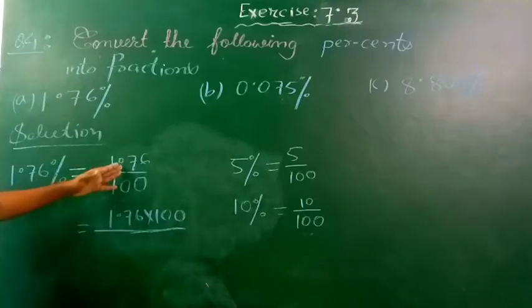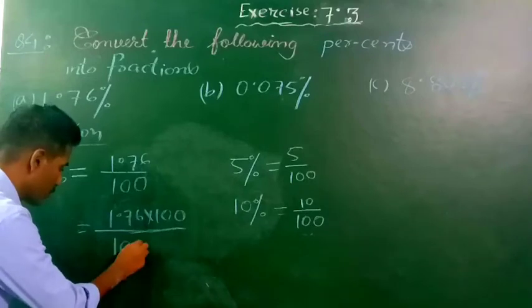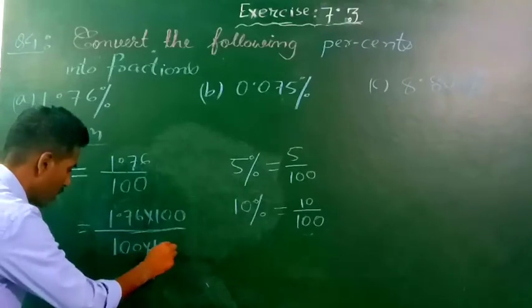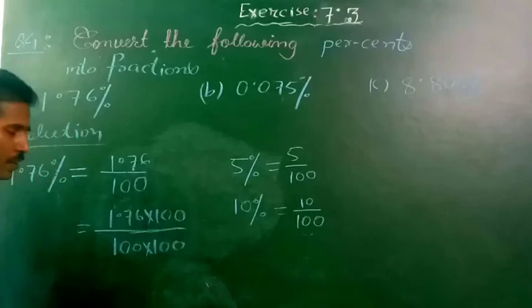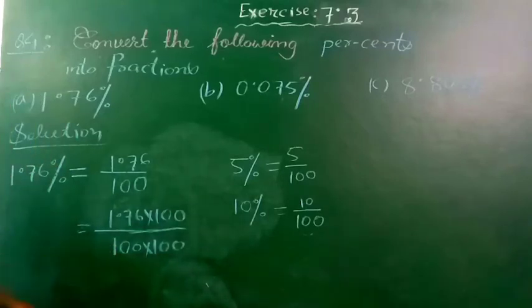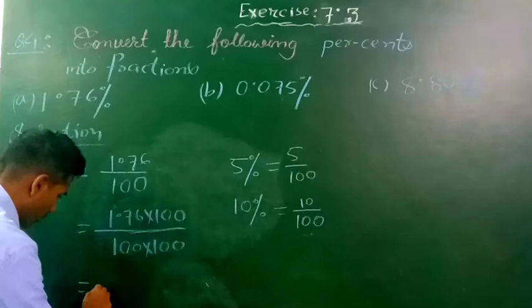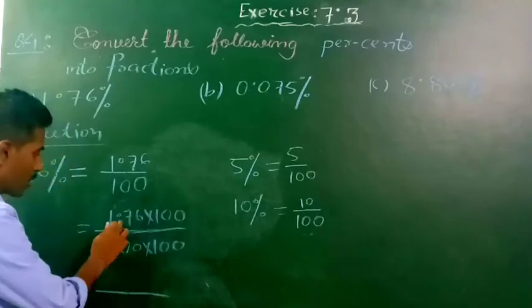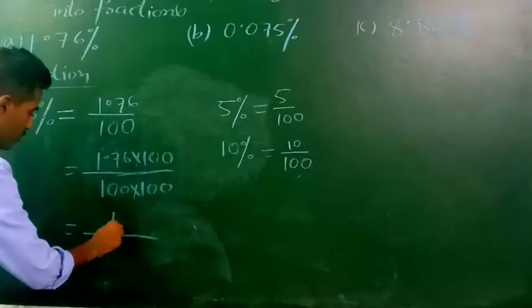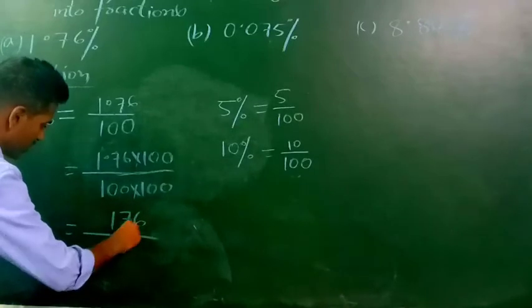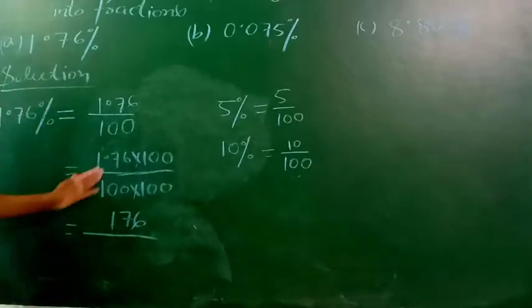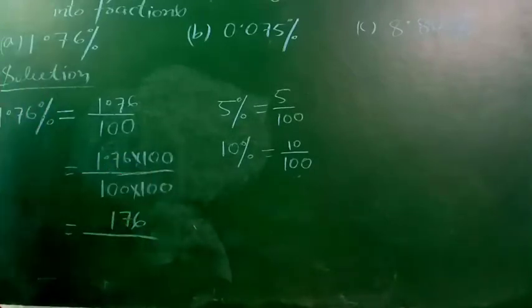Okay, so in order to remove this decimal, we have to multiply by 100. Since we have multiplied the numerator by 100, we must multiply the denominator also by 100. Are you getting me? Or else the value will not remain the same, the fraction will not remain equivalent. Okay, now in the following step we see numerator plus what we got? 1.76 into 100, we got 176.